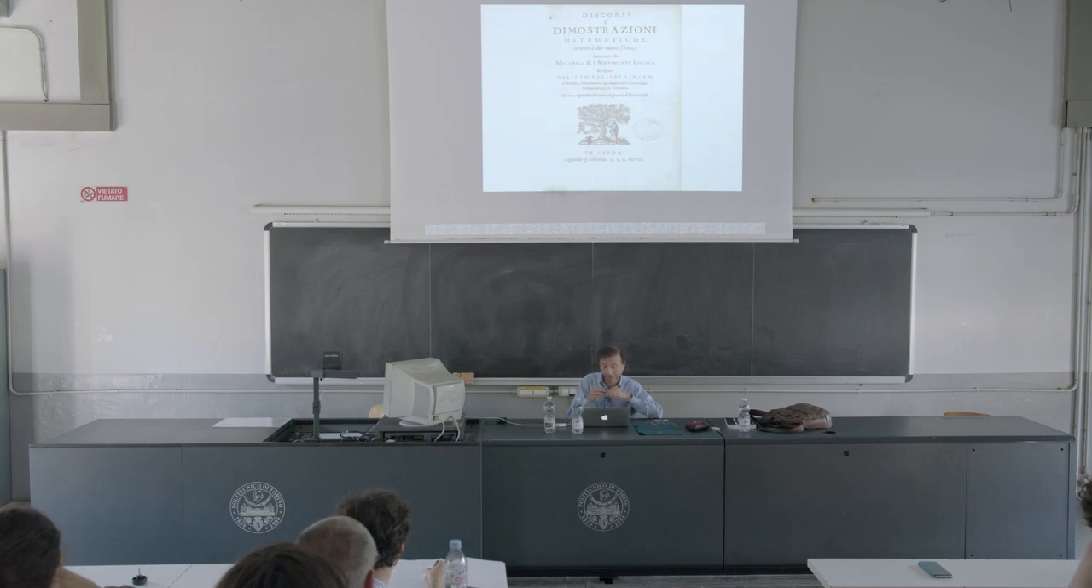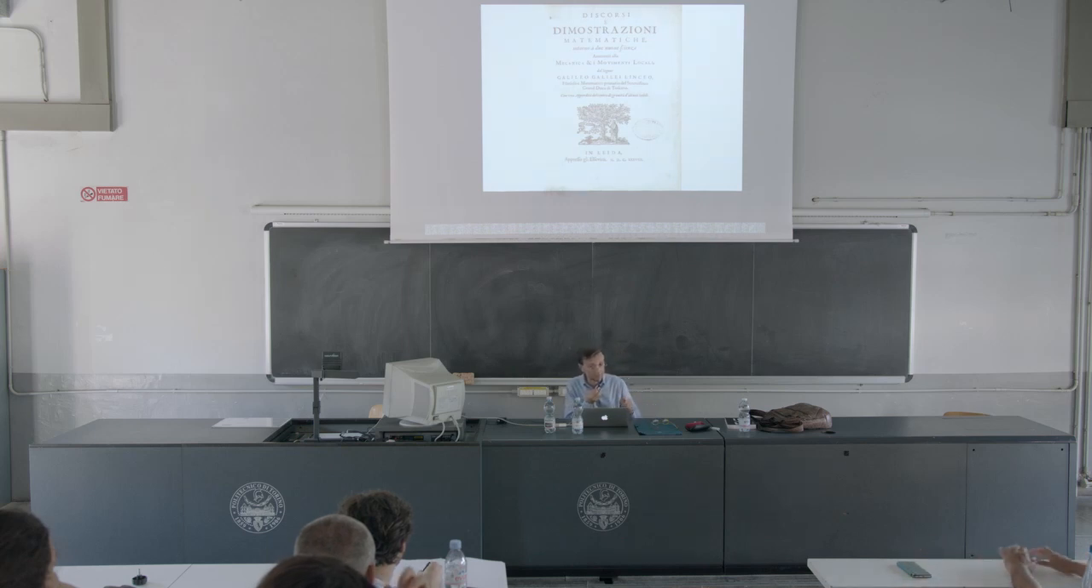1638. Galileo wrote the book in Tuscany, but he couldn't print it in Tuscany because he had some problem with the Inquisition, if you remember. So the book was printed in Leiden, which is now in Holland. It was then in the Republic of the United Provinces, a Protestant country. So the story is well known.